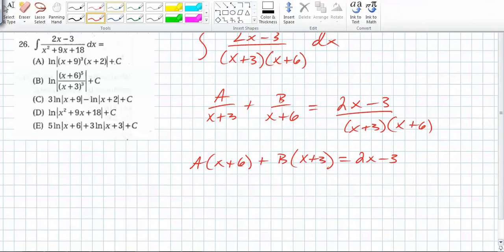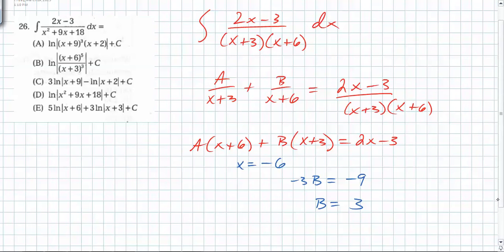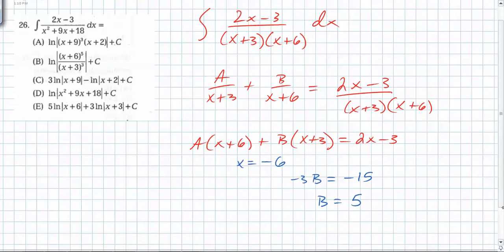So what's that magic number that we like? What's the first one? X equals, how about negative 6? And if x is equal to negative 6, we end up with negative 3B is equal to negative 9. So what does B equal? Did I do it wrong? Negative 15. Oh, it's a minus. You're right, thank you. Equals negative 15. That's my fault. Negative 15. So B is equal to 5.